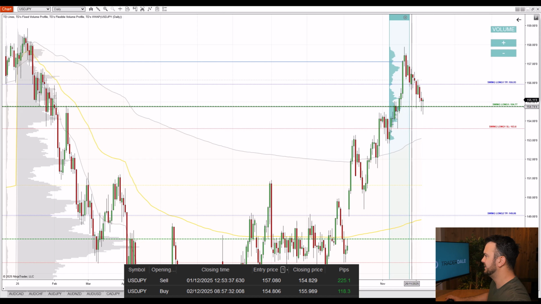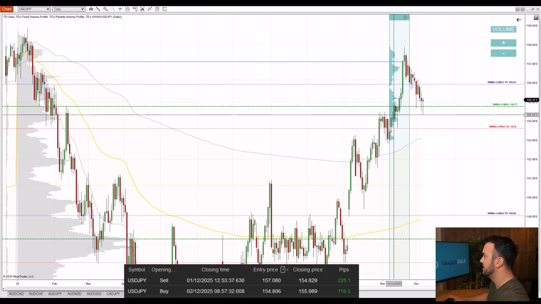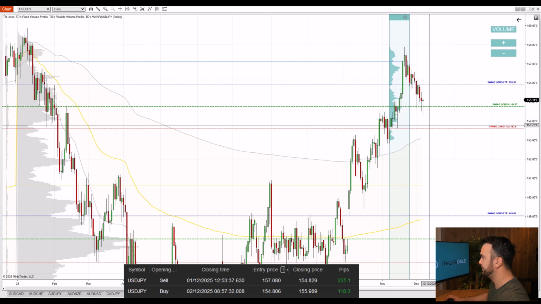By the way, you can still see that I have this level here on the chart. All the members are getting those levels on their chart, so they can see what I'm currently about to trade. Anyways, that was the trade entry.